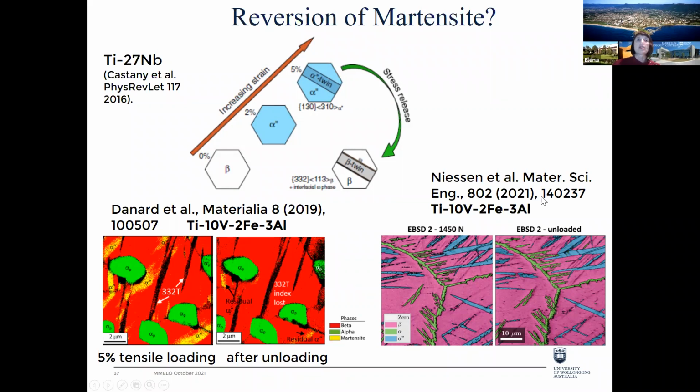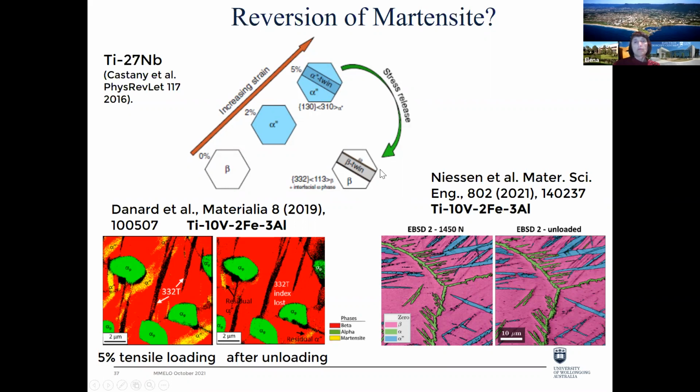Furthermore, it was suggested by Castani and others that if we already have Martensite formation in a titanium niobium alloy, and it has a much more significant number of 130, 310 twins forming, then these twins on release of stress could be reverted to 332-113 twins in beta phase. And typically we see a lot of 332-113 twins in the beta matrix.